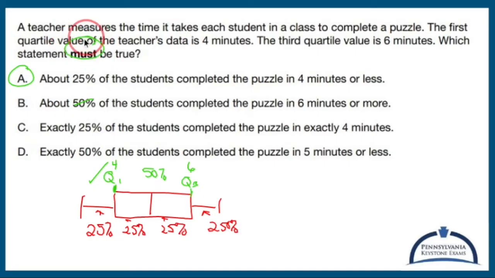The thing that must be true is the fact that 25% is going to be 4 or lower. Okay, so the answer is A. Kind of tricky. Not so bad, but I hate the fact that they threw in D just to mess with your heads.